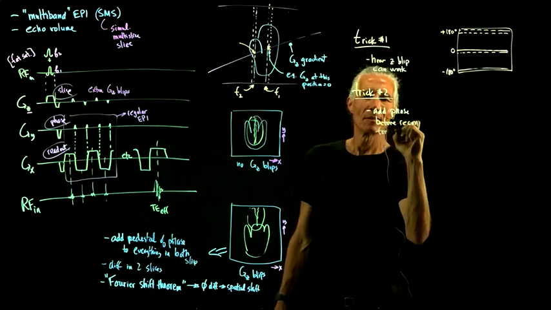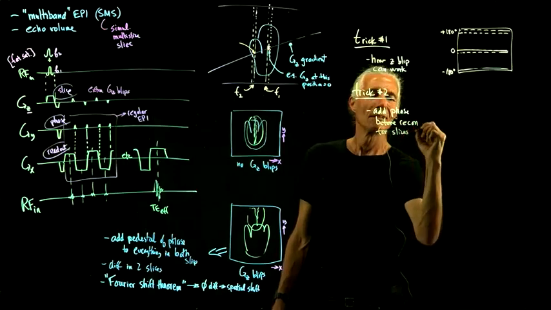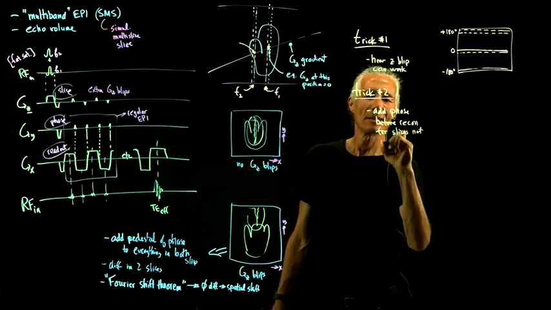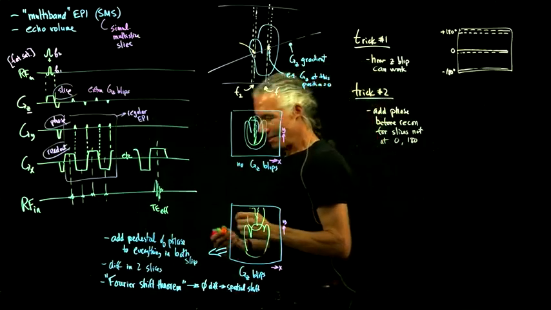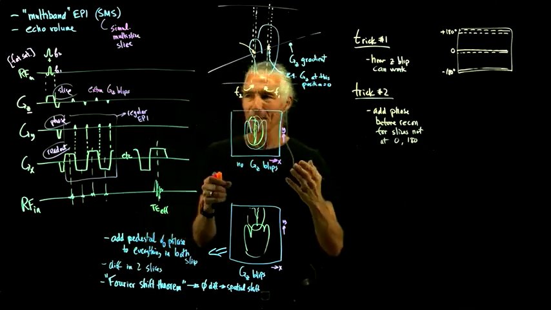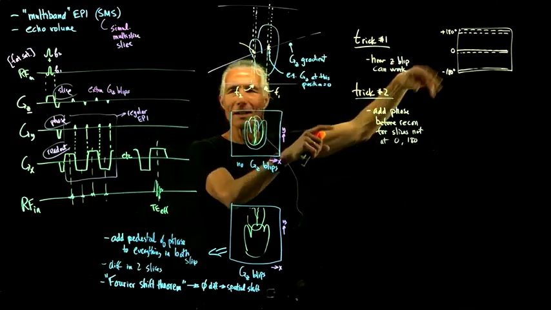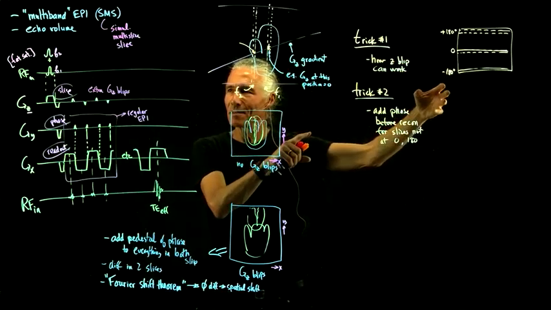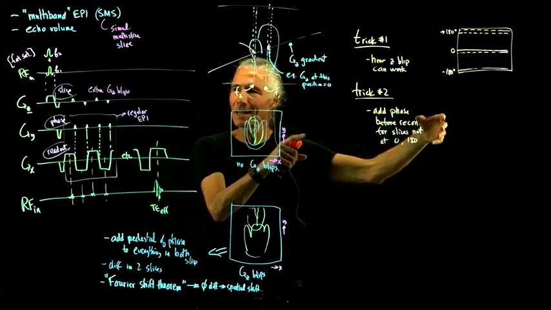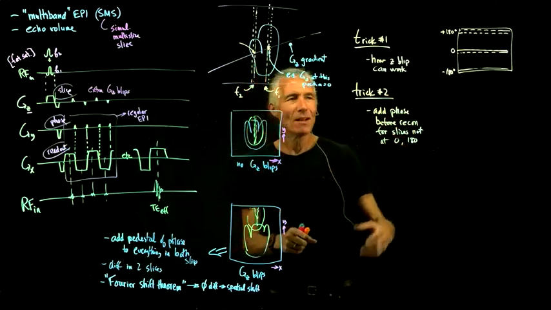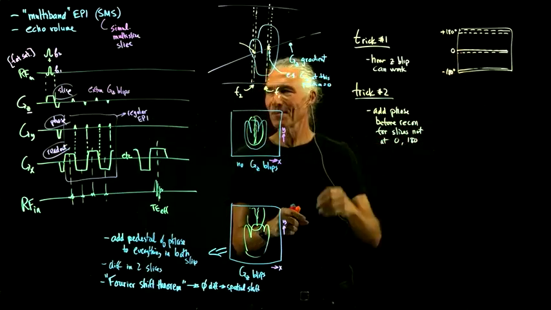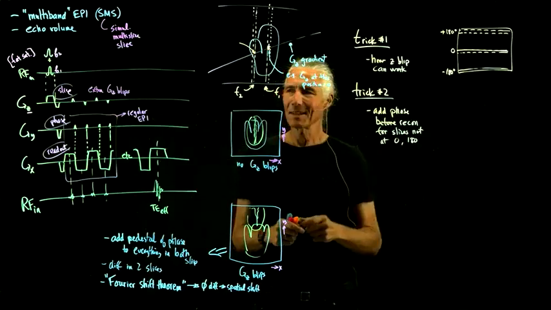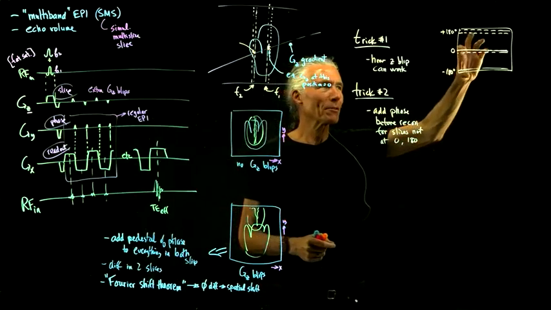For slices not at 0 and 180. Okay, so what we do is we do the blips up and down. They cause all hell to break loose in the k-space data, and then afterwards we just go in and say, well, we know that guy was 45, so I'll subtract 45 off of him and make it back to 0. So that's the trick for allowing you to do slices.